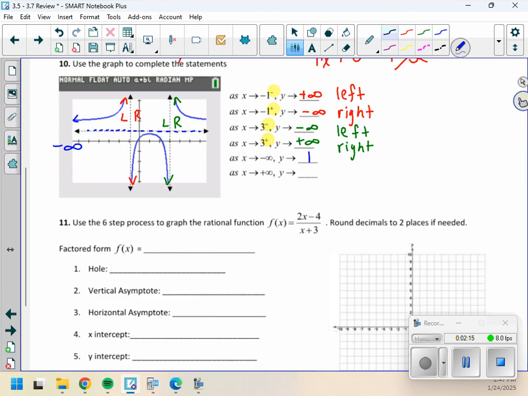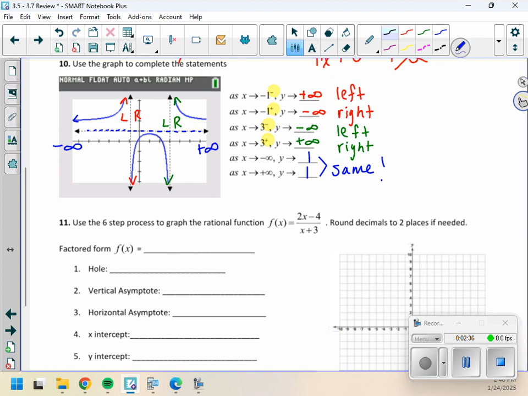As x approaches positive infinity, this is positive infinity over here, it looks like we're approaching 1 as well. And for our purposes, these will always be the same. When you're doing negative infinity and positive infinity, they're always going to be the exact same thing.